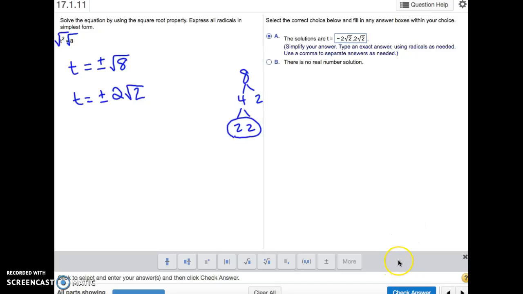Check it, and it's not going to let me check. But that should be the correct answer.